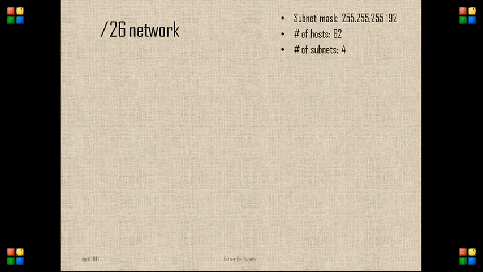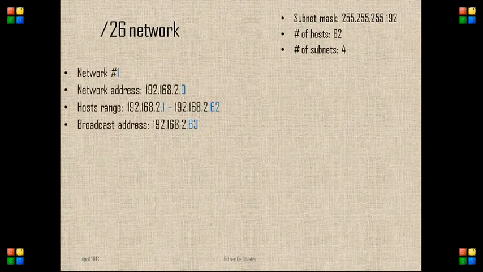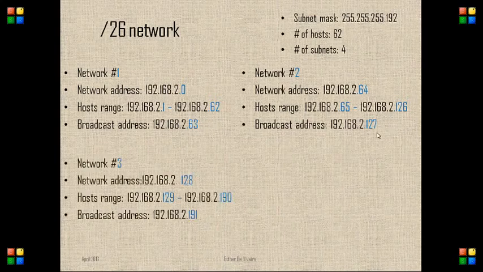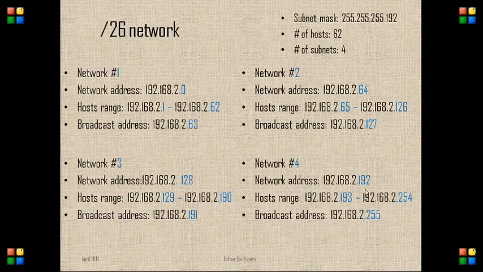So now we're going to locate the IP addresses for each network. Network number 1 is going to start on 0 and end on 63. Network number 2 is going to start on 64 and end on 127. Network number 3 is going to start on 128 and end at 191. Network number 4 is going to start on 192 and end at 255. And this is it. This is the information that you need. After that, you can start building your subnets with your hosts and allocate accordingly to your needs.